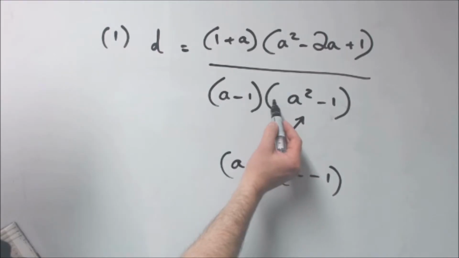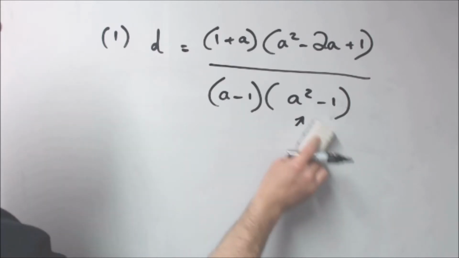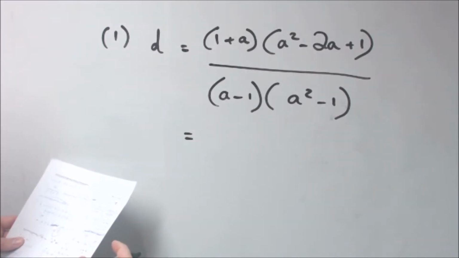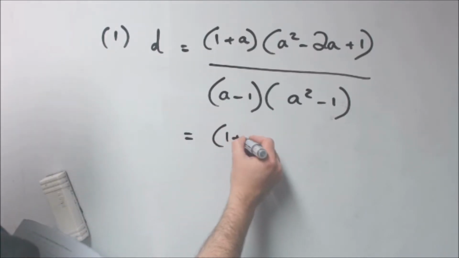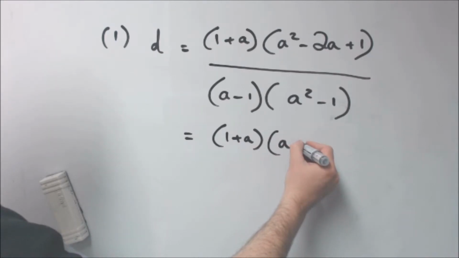We've established that. I'm not going to go around in circles, but let's just have a bit of fun and simplify this. So, for example, a squared minus 1 on the denominator can be written down as (a plus 1)(a minus 1), or the other way around.